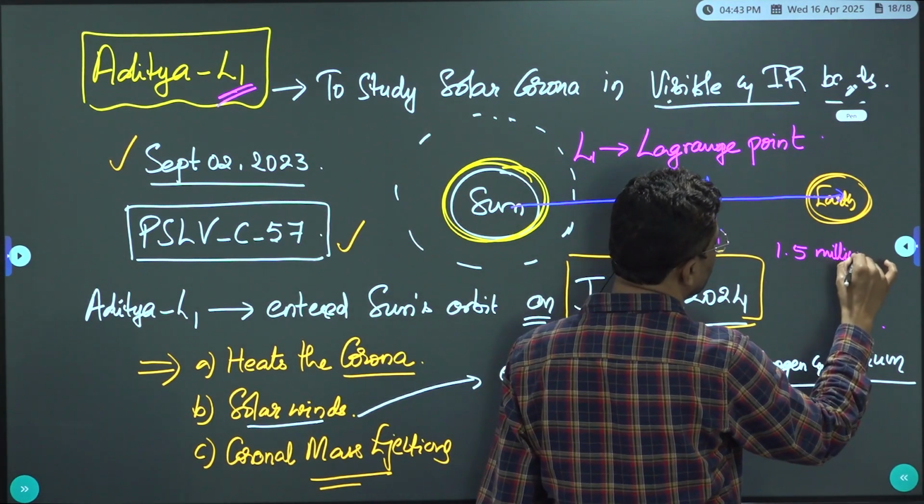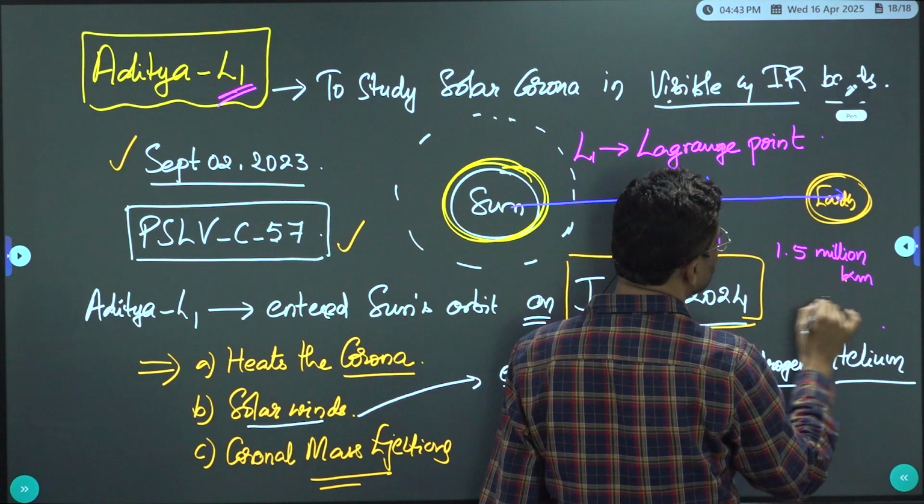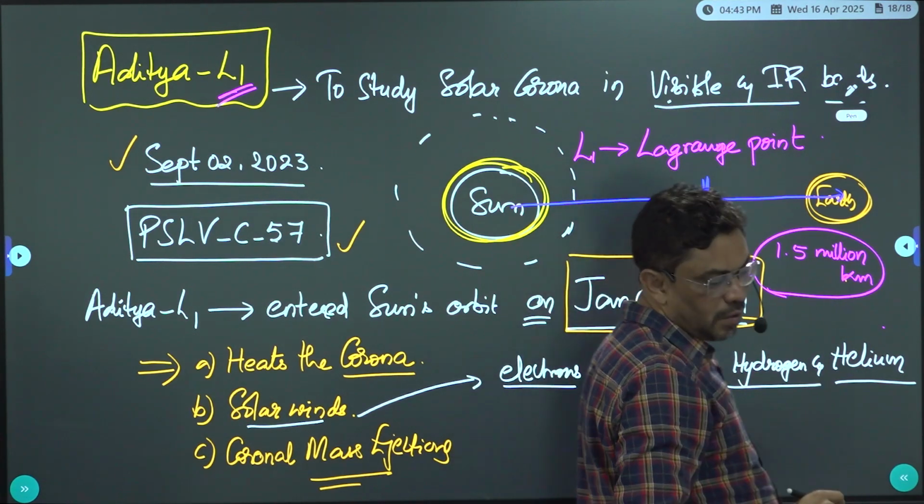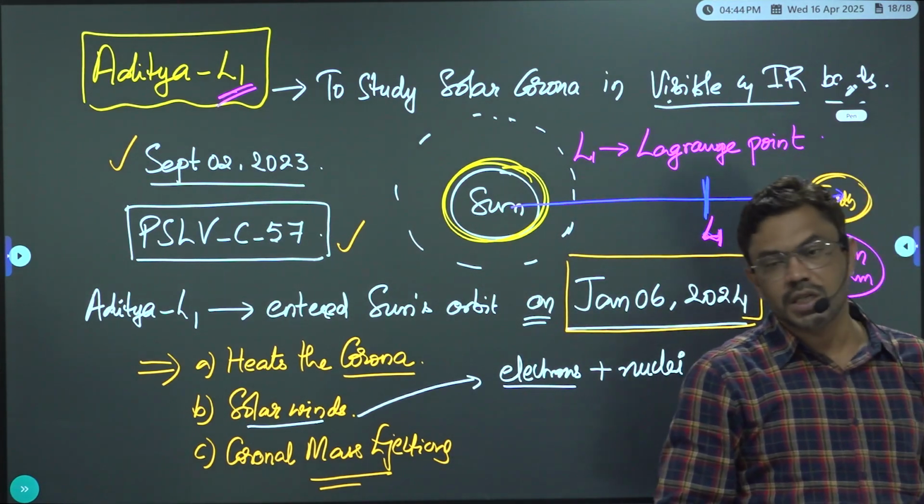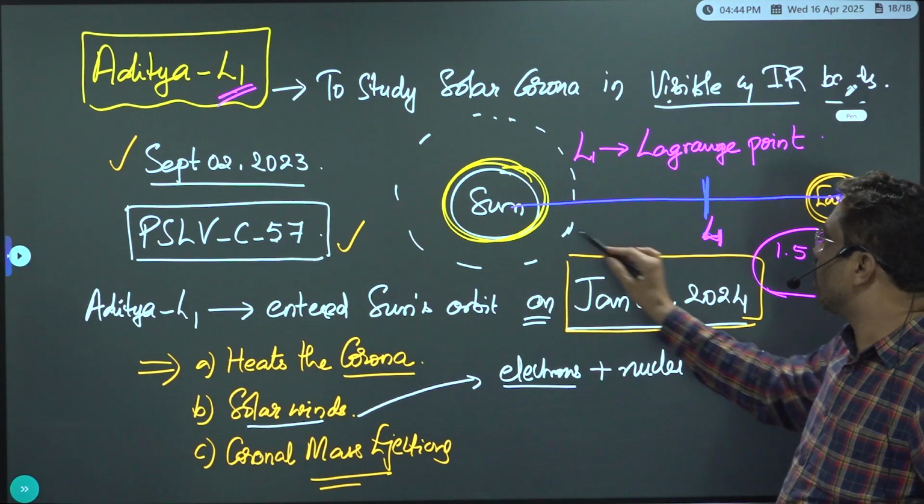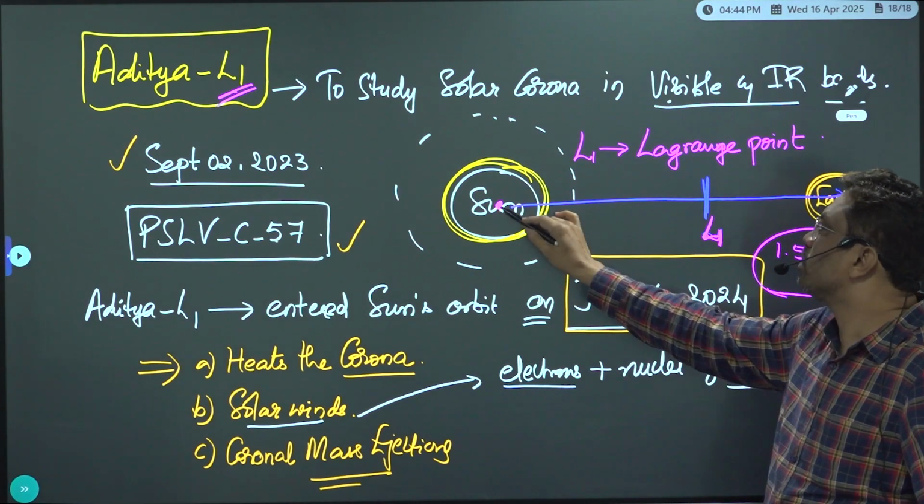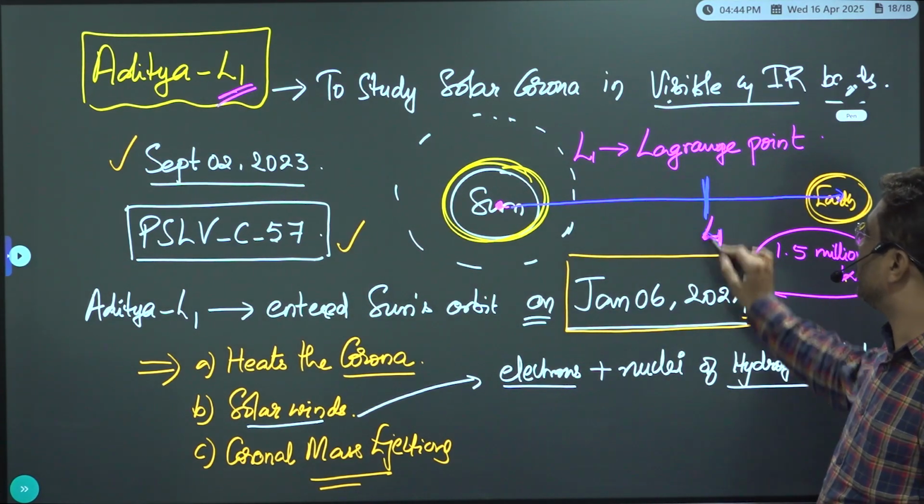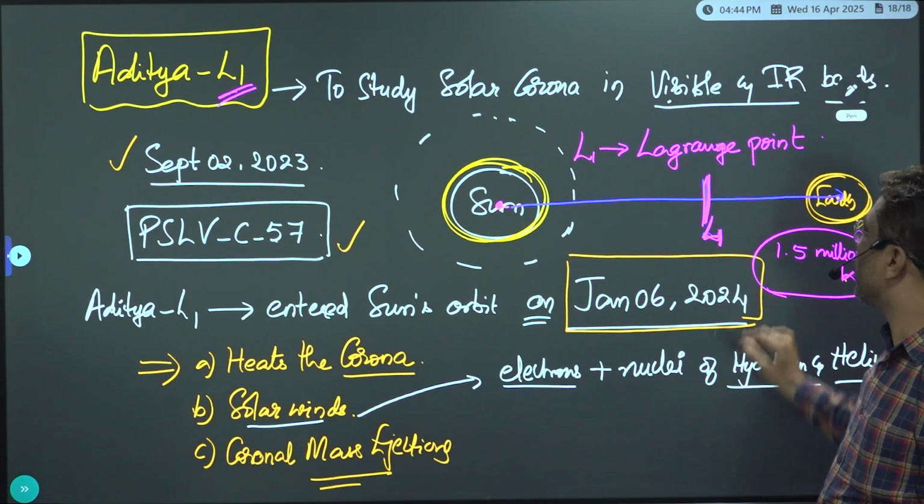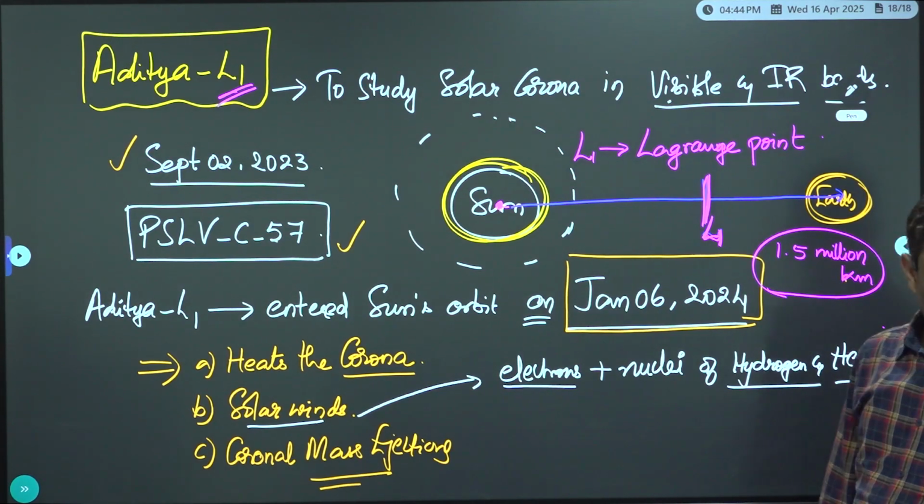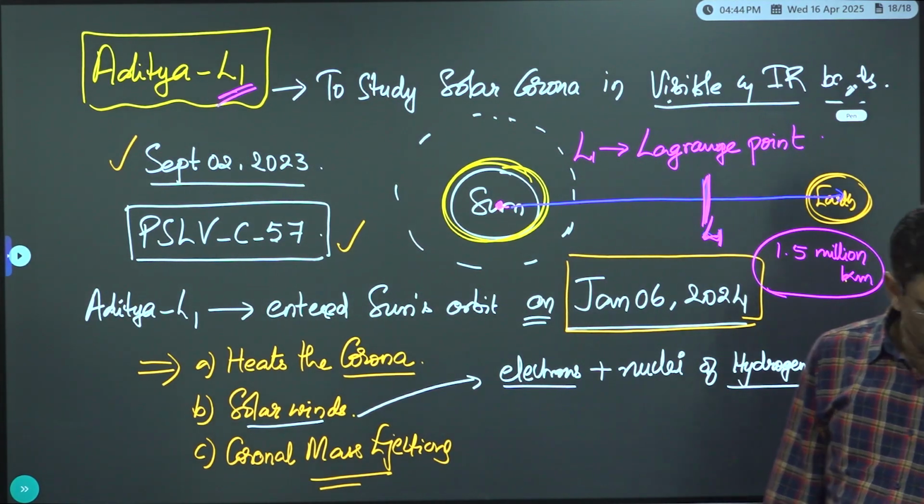You remember this distance? The L1 point is on the straight line that joins the earth and the sun. It is called the L1 point, Lagrange point 1. The distance of this L1 point is about 1.5 million kilometers from earth.